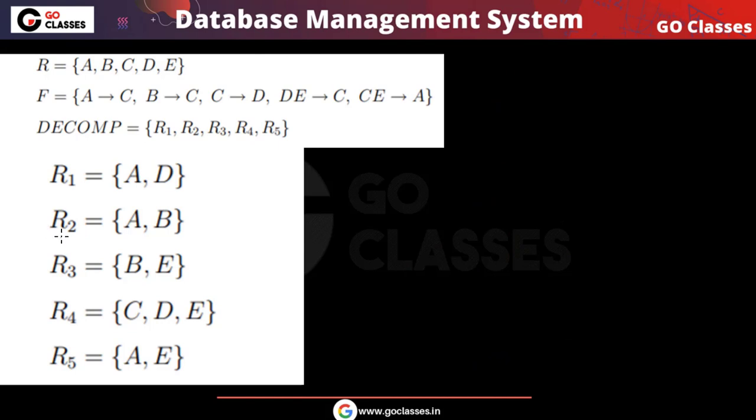Now in the successive combining method, let us see which two relations you will combine. So let us check it out. There are many possibilities. Maybe you can combine these two, maybe these two, maybe this and this. So basically, which two relations will you check first?